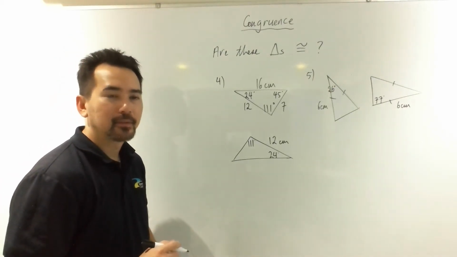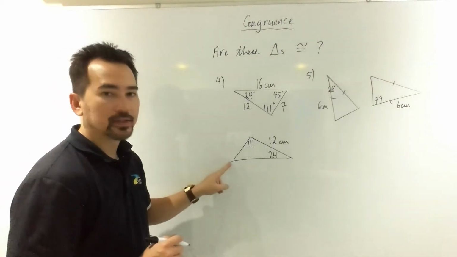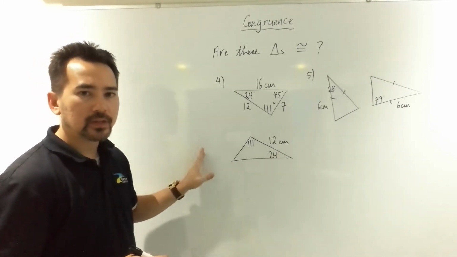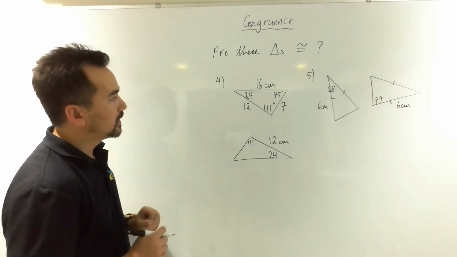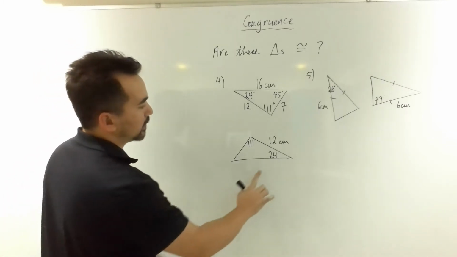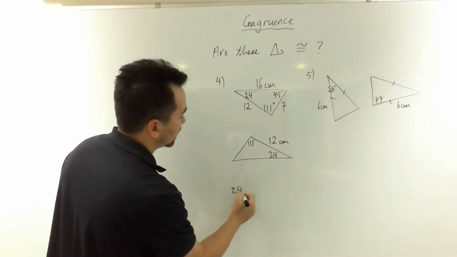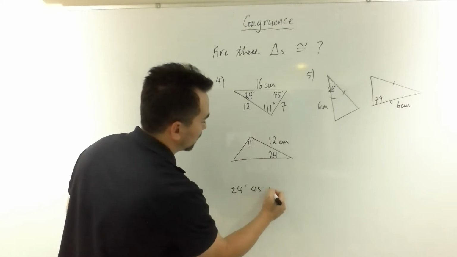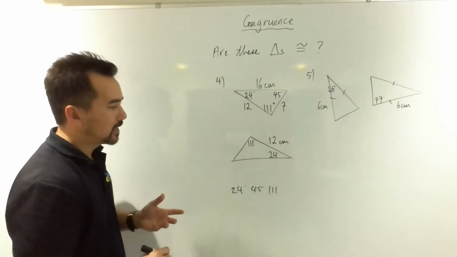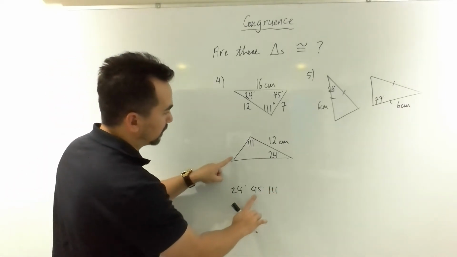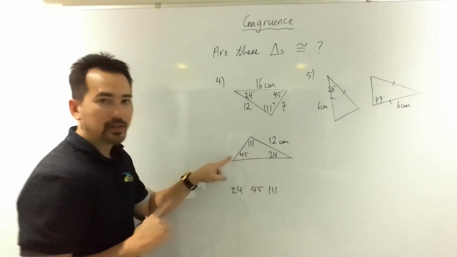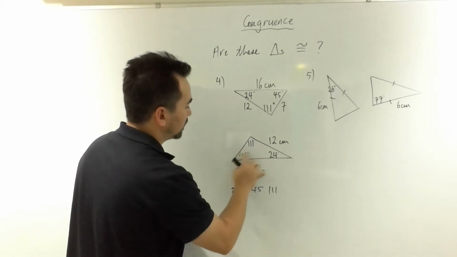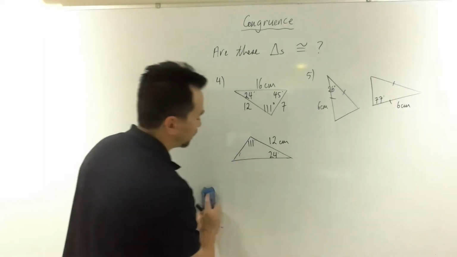Okay, we're going to prove that these two triangles are congruent and do the same for question 5. Okay, so we're not told that they are congruent. So even though I can tell that 24 is our smallest angle, 45 is our medium and 111 is our large, I'm not allowed to say that this angle must be 45. I'm not allowed to do that because I don't know that they're congruent. Okay? It's our objective to prove that they are congruent.